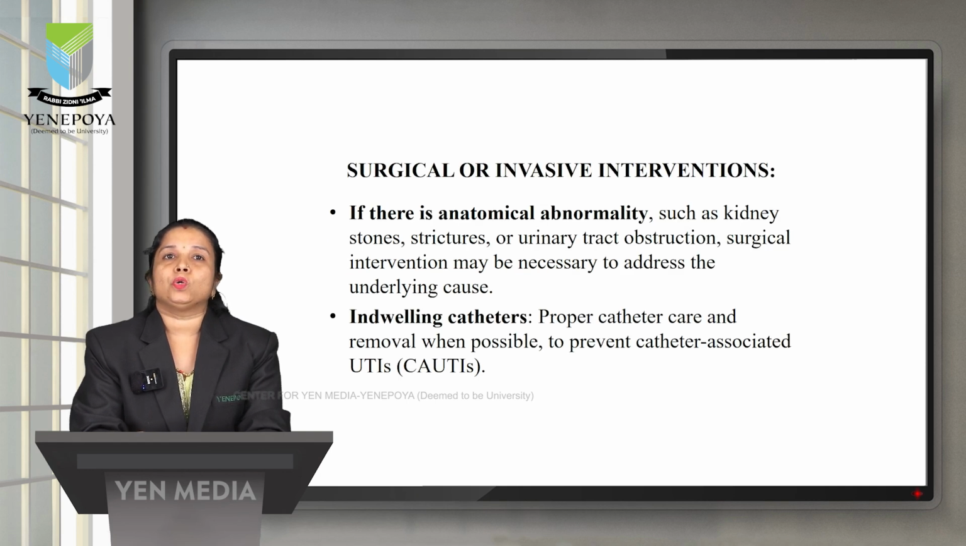Next, moving on to the surgical or invasive intervention. If there are any anatomical abnormalities, such as I mentioned, kidney stones, strictures or urinary tract obstruction, surgical intervention may be necessary to address the underlying causes. And second one is the indwelling catheter: proper catheter care and removal when possible to prevent catheter-associated urinary tract infection, what we are saying as CAUTI.